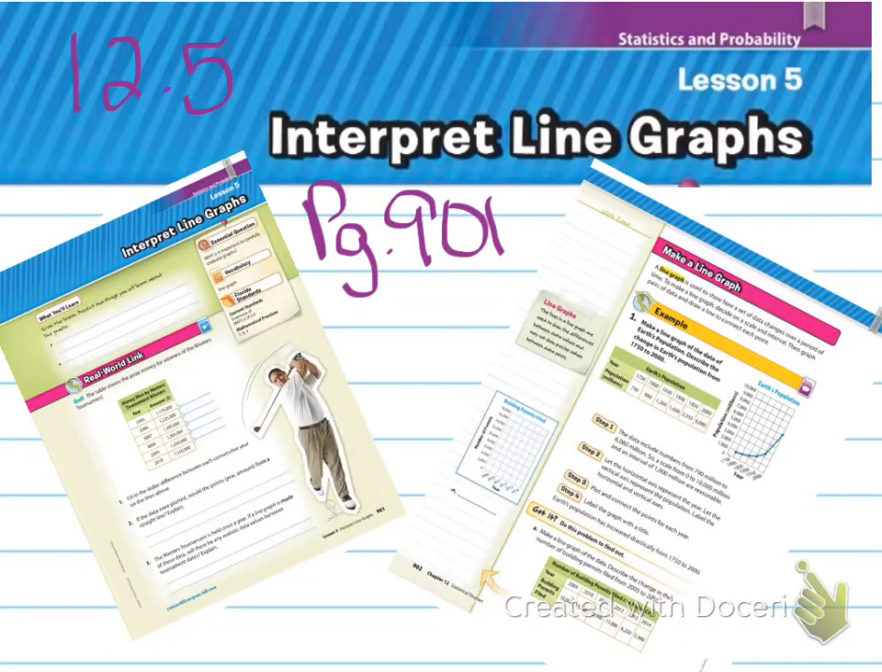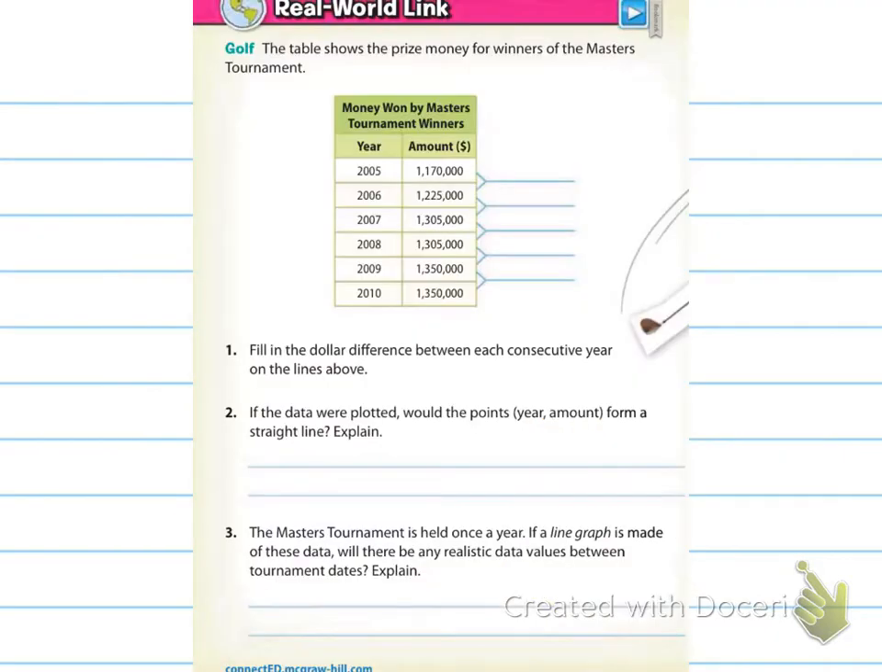Alright guys, this is 12.5 and it's going to begin on page 901. Interpret line graphs. The real world example here says that the table shows the prize money for winners of the Masters tournament. It wants us to fill in the differences between each consecutive year, as well as answering 2 and 3. So go ahead and pause the video now so that you can do that. When you come back, we'll go over the answers.